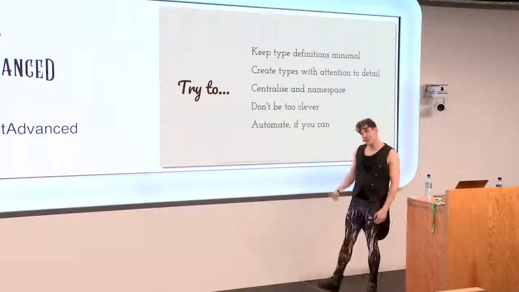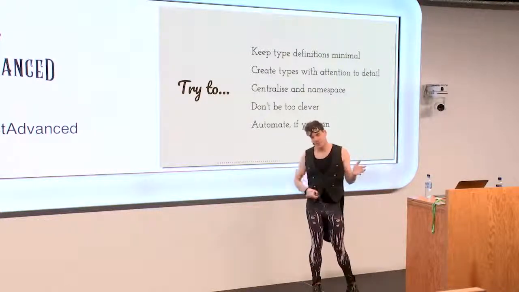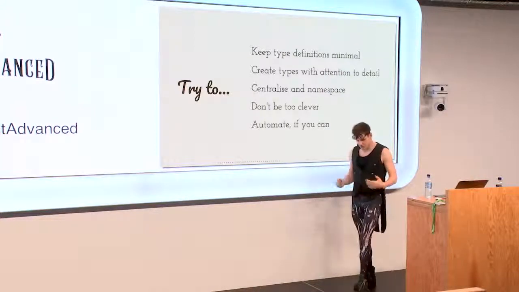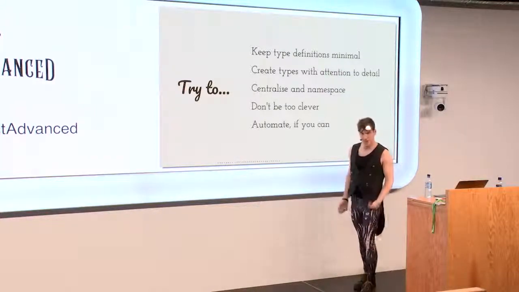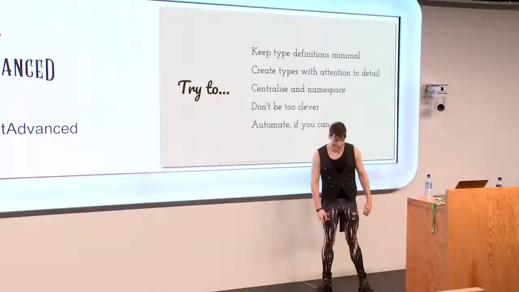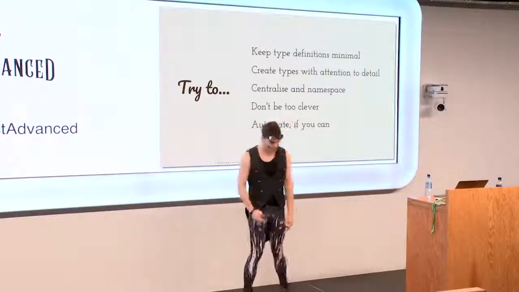Don't be too clever. I've seen attempts to create new types out of other types using pick and merge and all these other clever functional tools, but that just makes it very hard to reason about. Be explicit with your types. Longer is better. Just make it easy to understand. And automate if you can. Writing types sucks, and if you don't have to, don't.